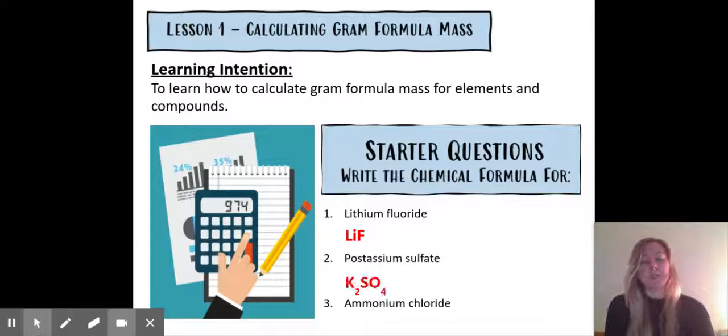Potassium sulfate, this time our potassium has a valency of 1, whereas sulfate has a valency of 2. So when we swap them over, we end up with K2SO4. Ammonium chloride, same situation as number 1. We have a valency of 1 for ammonium, and chlorine's valency is also 1. So we end up with NH4Cl.